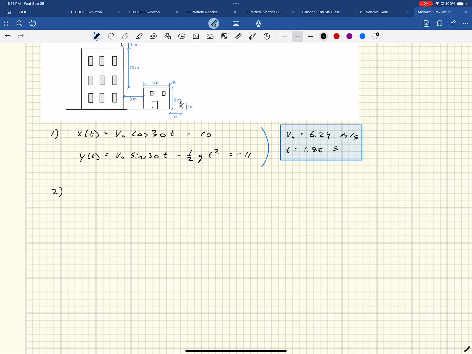Yeah, so same idea, right? I'm just gonna go with x as a position of time, and y as a position of time, and then I'm gonna set those equal to the coordinates that I need there. And the D is gonna be an unknown in there. So let's do that.